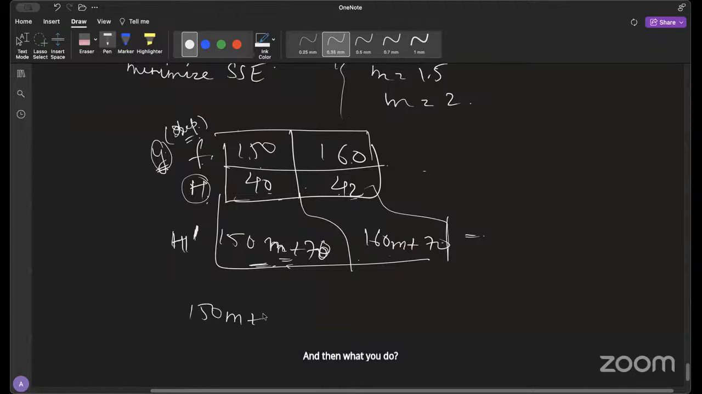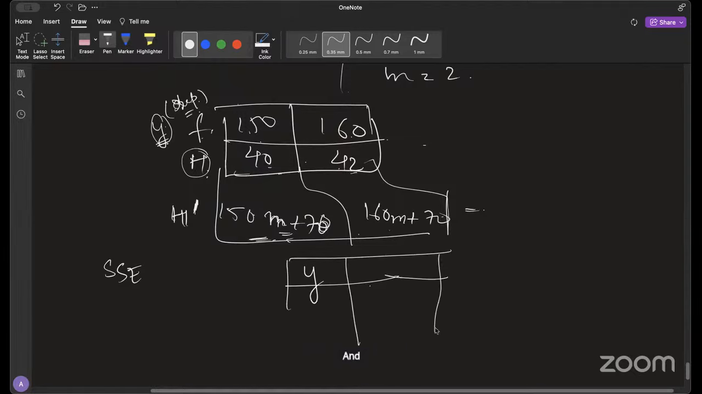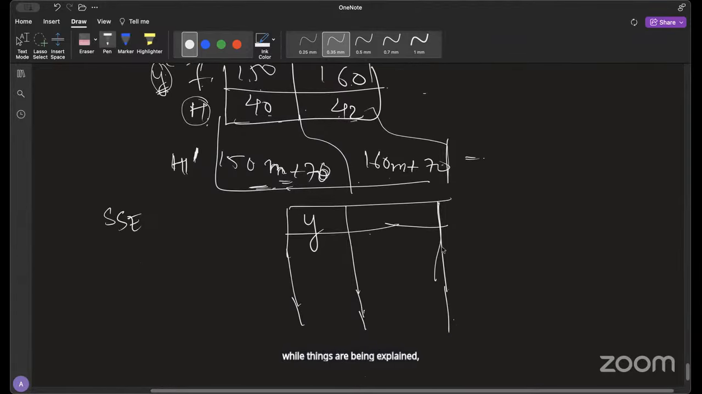Ma'am, F is this Y thing, you have put it at F. What are you saying? Just scroll up, ma'am. What you do is when you try to find the sum of squared errors, you write the Y value as per the data, and it depends on X, right? Please don't talk here. While things are being explained, don't talk. And when you have doubts, then you can unmute yourself.